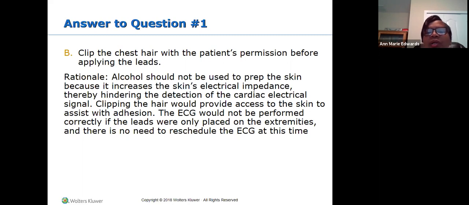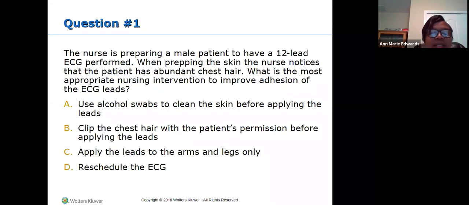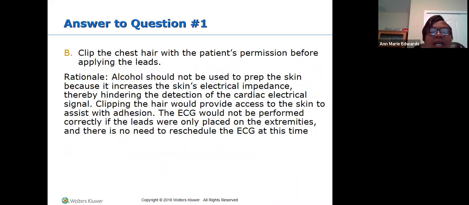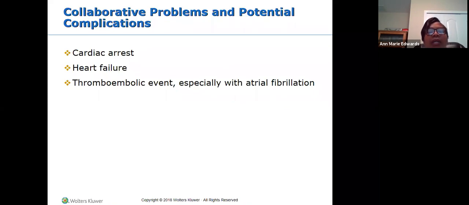So your rationale: alcohol should not be used to prep the skin because it increases the skin's electrical impedance. Remember we discussed electrical impedance of the skin, thereby hindering the detection of a cardiac electrical signal. Clipping the hair would provide access to the skin to assist with adhesion. The ECG would not be performed correctly if the leads were only placed on the extremities, and there is no need to reschedule the ECG at this time. So that was your question and rationale.